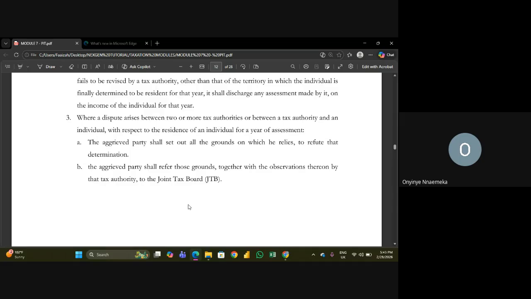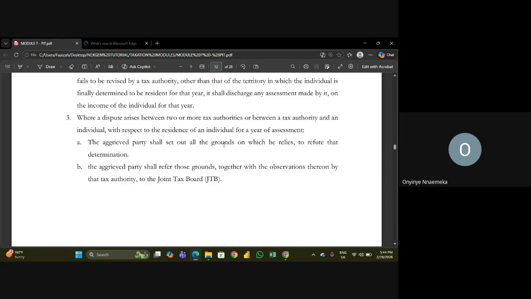where a dispute arises between 2 or more tax authorities, or between a tax authority and an individual with respect to residence of an individual for a year of assessment, that is, there's a conflict between either 2 tax authorities or a tax authority and an individual, what do we do? Number 1, the aggrieved party shall set out all the grounds on which it relies to refute the determination. So whether it's an individual that is fighting, you put together, should I say, evidence. Why are you fighting these people? They gave me a wrong assessment. I am not liable to tax in their territory. Like, why? You put all these grounds together.